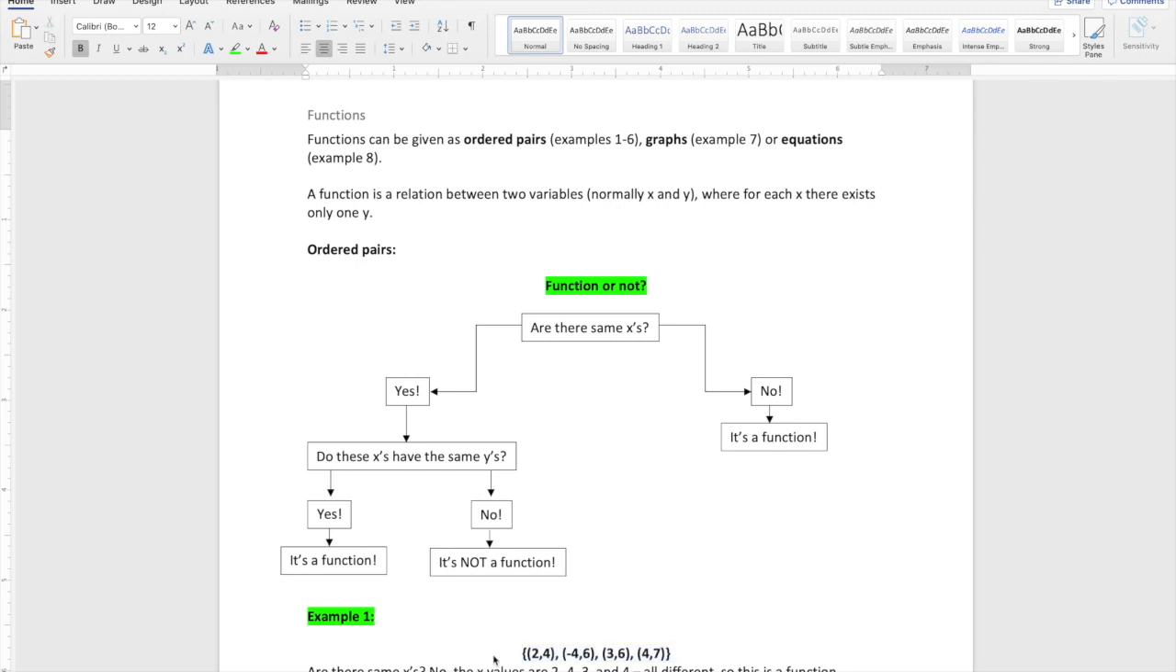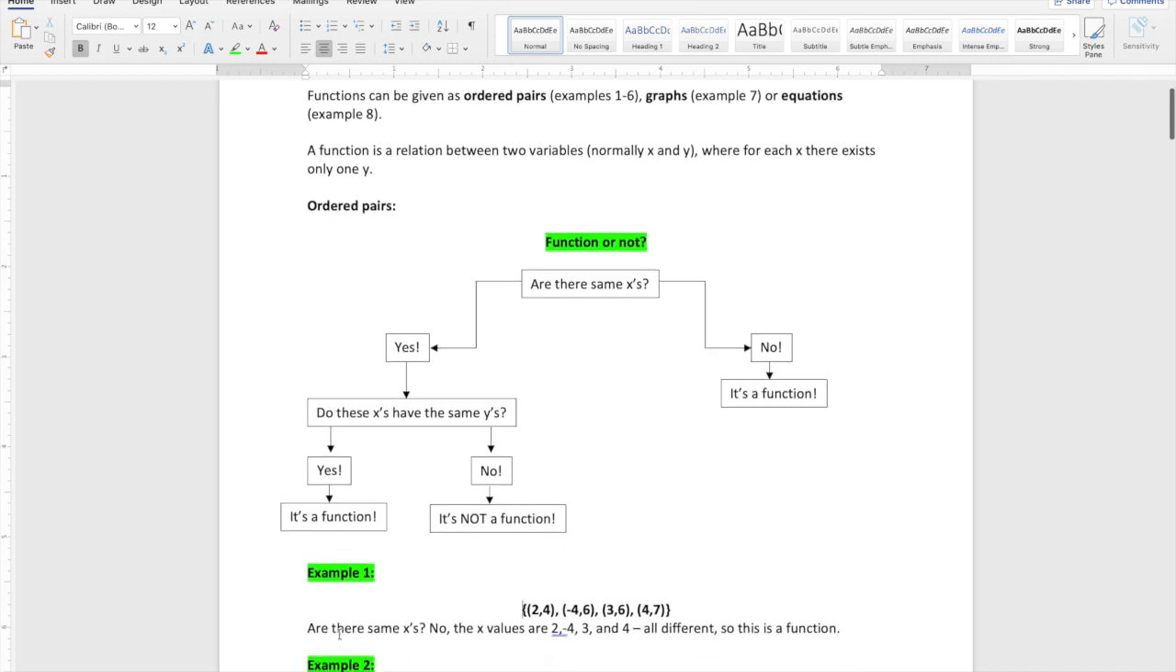So how to determine if this set of ordered pairs represents a function or if it's just some random relation that's not a function? To determine, you have to go through the simple algorithm that I have for you right here. So ask yourself, are there same x's inside of this set? Well, my x's are 2, -4, 3, and 4. So the answer is no. There are no same x's inside of this relation, meaning this relation is a function. And I have an explanation right here.